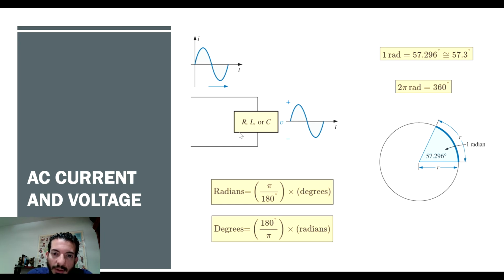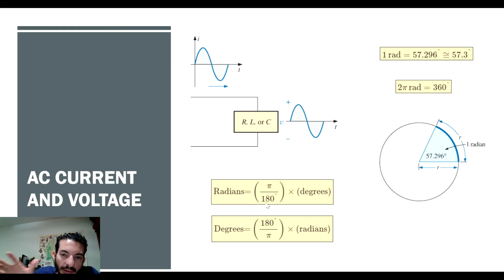And for that we have to talk about radians. Radians is a unit of distance in a circle, or an angular distance, and we know that 1 radian is 57.3 degrees, hence 2 pi radians equals 360 degrees. Okay, so the way you transform radians to degrees and degrees to radians is this. Radians is equal to pi over 180.